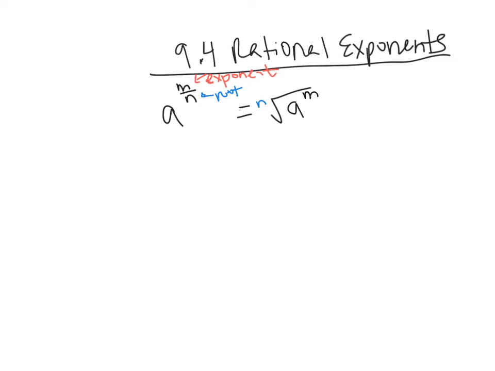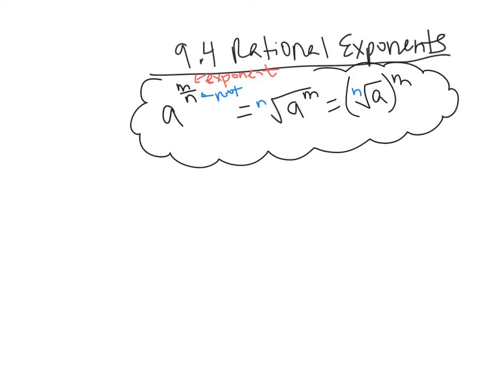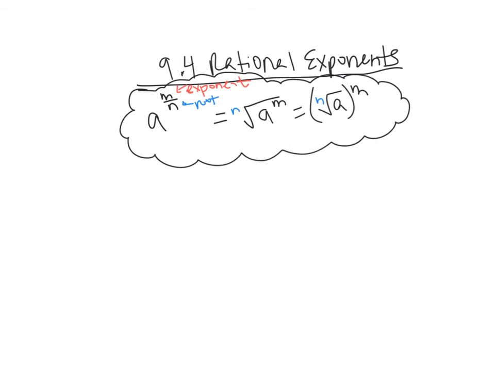And the order does not matter. So a raised to the m over n could be rewritten as the nth root of a to the m. Or you could take the root part first. I could take the nth root of a and then raise that to the mth power. So order does not matter, but I can rewrite a fraction exponent using a root or a radical.